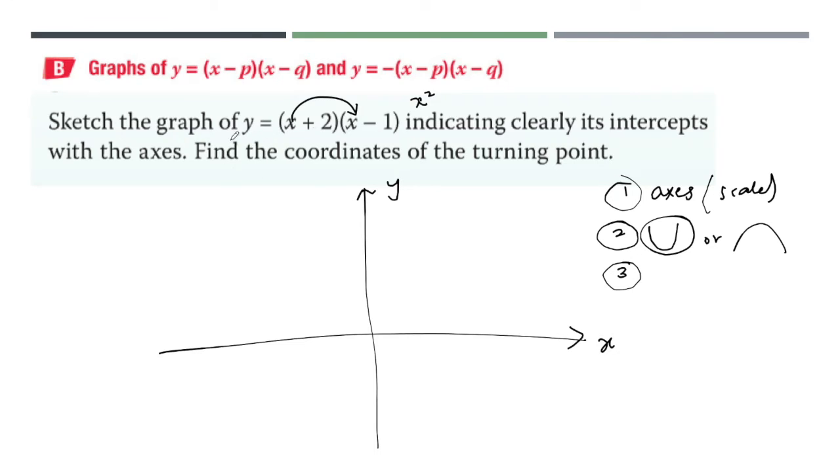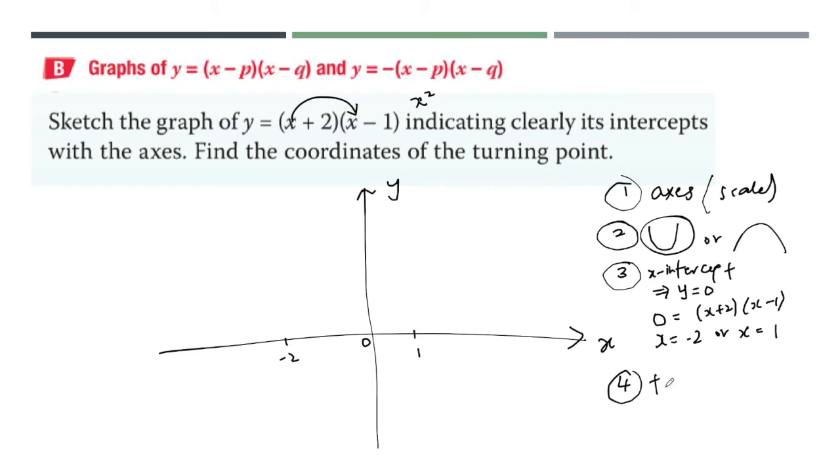The third thing for a factorized form, it's always easier to find the x-intercept. To find the x-intercept, it just means that y is equal to 0. So when y equals 0, this is how your equation looks like. x equals -2 or x equals 1. There you have it. So don't forget the origin.